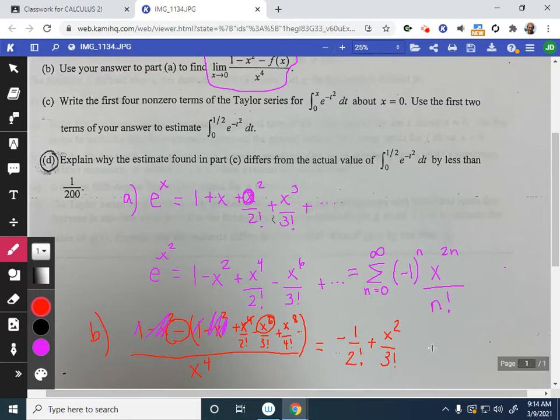This negative will distribute, so this will become a minus. The x to the 8th will reduce, this will become an x to the 4th over 4 factorial.